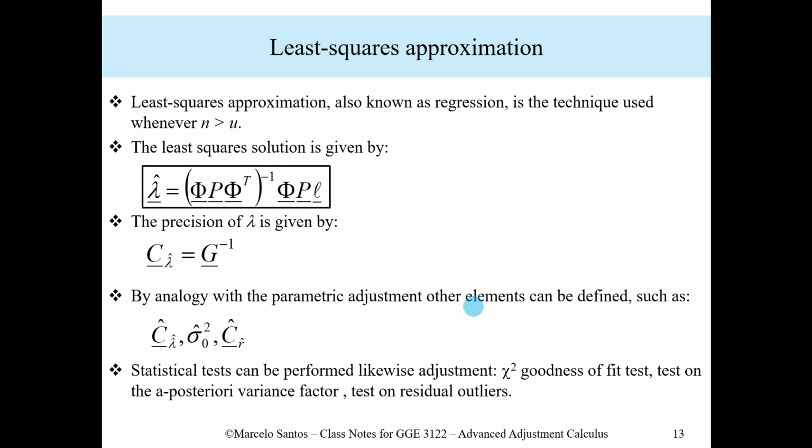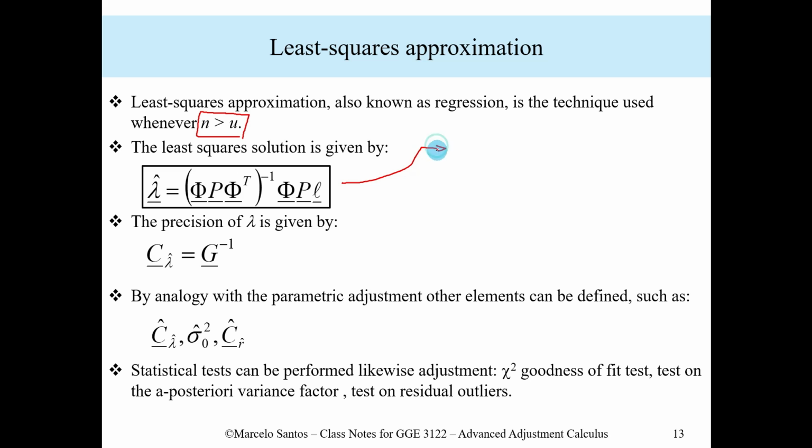Least squares approximation. Least squares approximation, also known as regression, is a technique used whenever the number of observations is greater than the number of unknowns. The least squares solution is given by this expression: lambda hat equals phi P phi transpose inverse, or the inverse of the Gram matrix, multiplying phi P L.